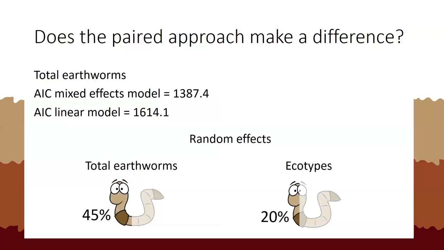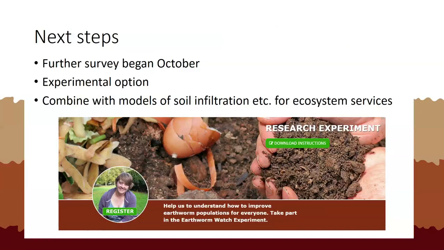So it does seem that we are removing some of that variability caused by people's different levels of doing the survey. So the next steps: our survey began again in October, asking a few more questions about the fertiliser they use to try and find out if there's any differences between organic or inorganic fertilisers. We're also offering experimental options where people choose a part of their garden to put vegetable peelings down and then measure them both after a few months. So actually trying to do an experiment, showing them how scientists create a hypothesis and test it, as well as trying to actually have some experimental results about whether increasing organic matter in soil makes a difference.